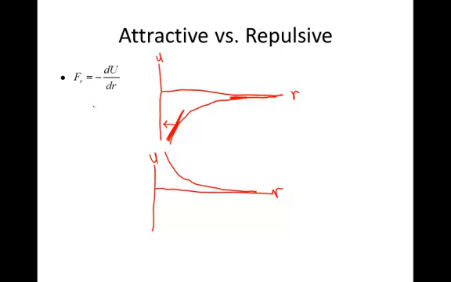Another way to think of it is in terms of the slope. Here we have a large negative slope, but because of this negative sign, we get a positive value. So the force is in the positive r direction, pushing the particles apart.